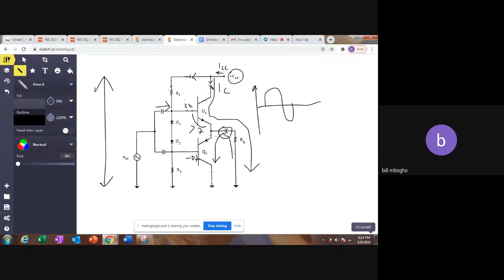ICC divides itself into I1 and I average. Let's call it I average, for consistency with our notes, IAVE. I1 is what we call the biasing current, and I average is the current going to the amplifier, the current that actually does the work. Okay, so let's clear some of these things.